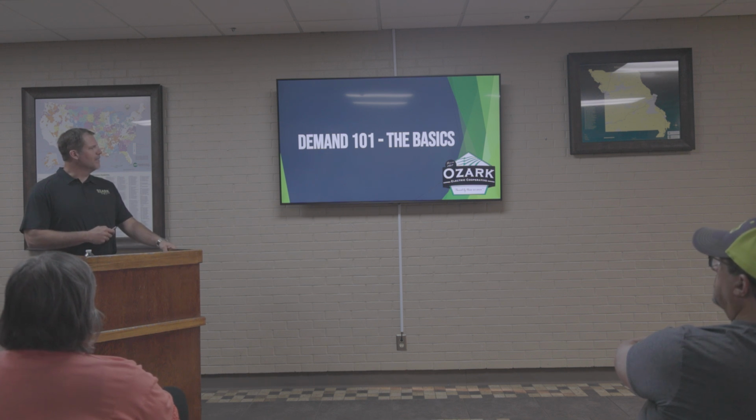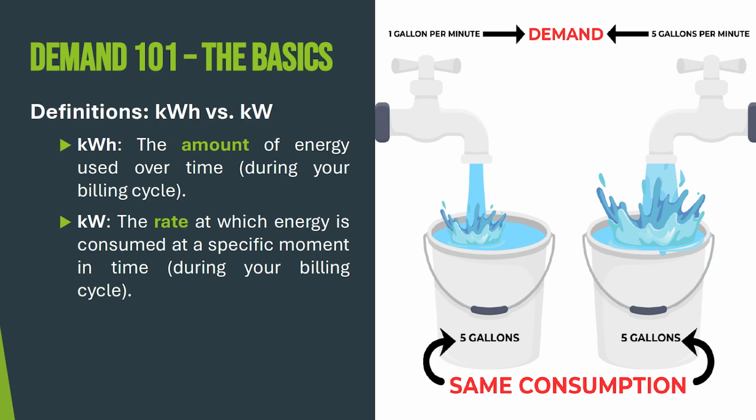Demand 101, kind of the basics. The definitions: a kilowatt hour is the amount of energy used over time. So that's the total amount of electricity that you would use. Kilowatt, or demand, is the rate at which energy is consumed at a specific moment in time.